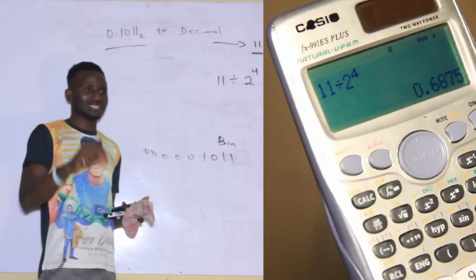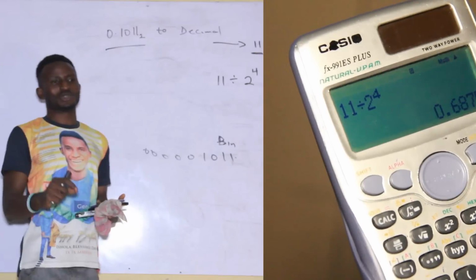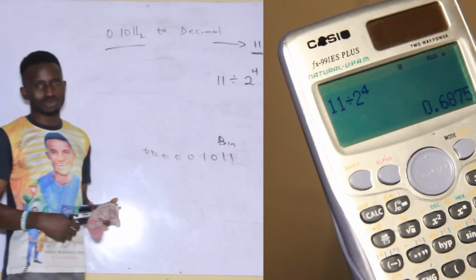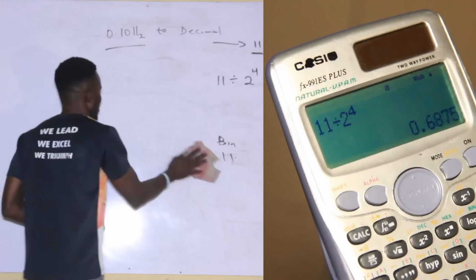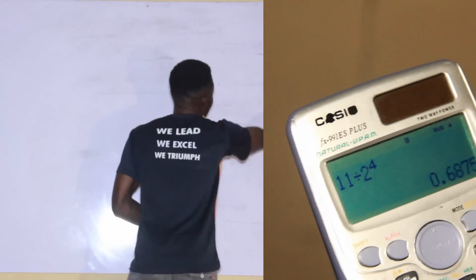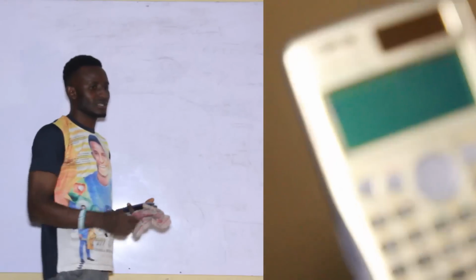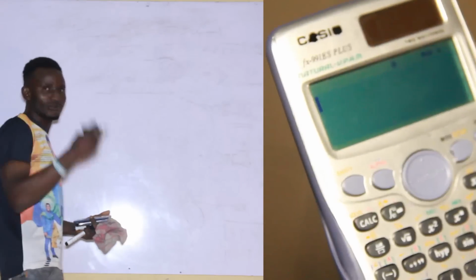If the binary contains a decimal point, this is how to do it. If the decimal also contains a decimal point, this is how to go about it. Now let me give you an exercise. Let us do another one. Press AC. Let us go for another one.